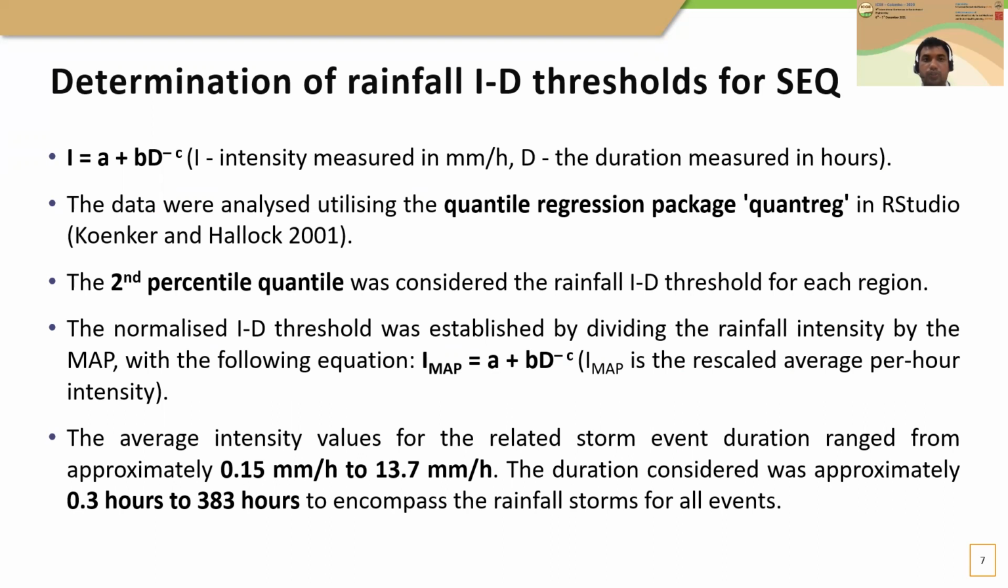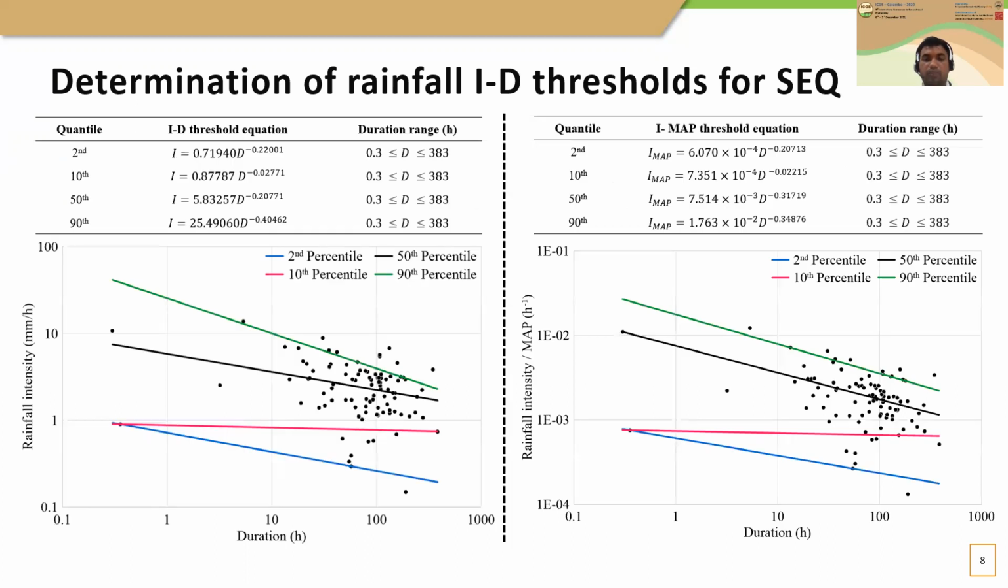The data were analyzed utilizing the quantile regression package Contour in RStudio. The 50th percentile was employed to determine the general trend of rainfall ID conditions associated with the shallow landslides. The rainfall threshold was determined based on the second percentile. The analysis actually produced the threshold equations along with the graphs, as shown in this figure. So we have given all the equations and the graphs for each SCQ threshold.